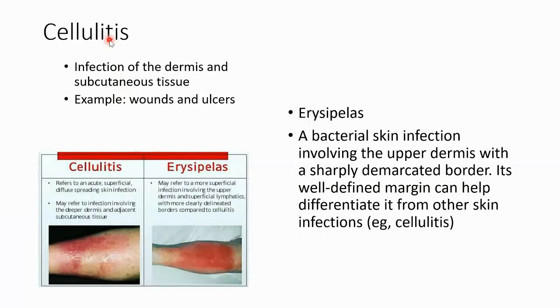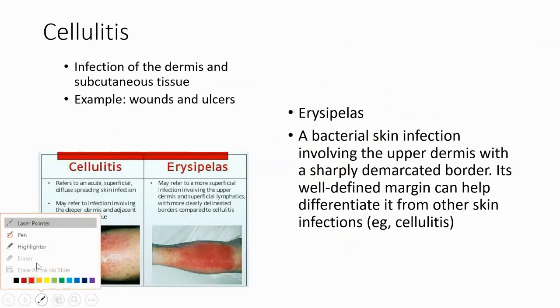The first one is cellulitis, and cellulitis is an infection of the dermis and the subcutaneous tissue, and examples are wounds and ulcers. This is something most of us are familiar with. And erysipelas is also a bacterial skin infection involving the upper dermis with a sharply demarcated border.